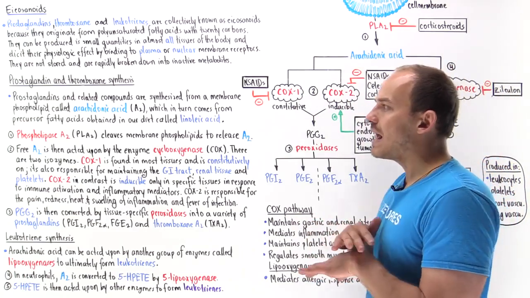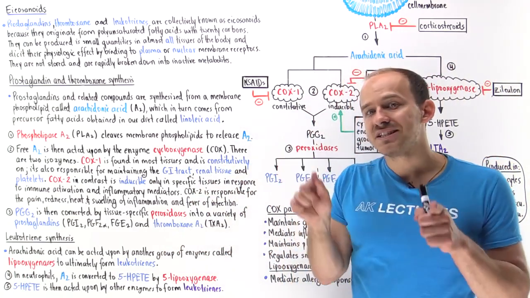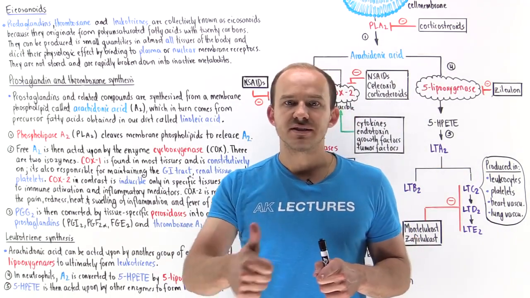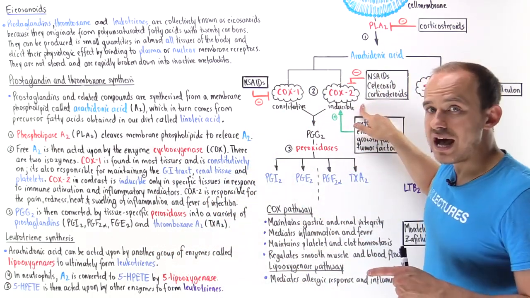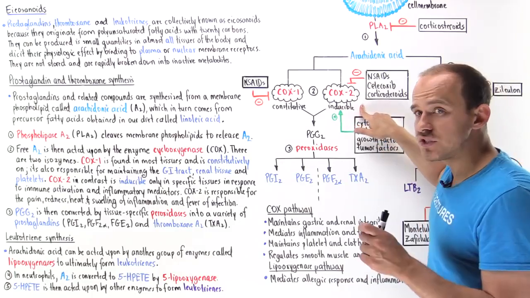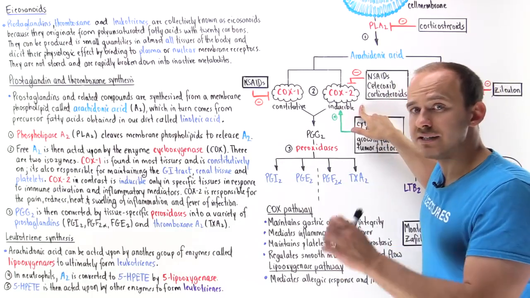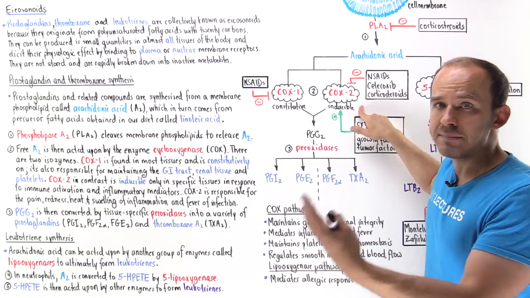COX-2 is not found everywhere, but it's found in specific places like inflammatory cells and vascular endothelia. And it's not always on, but it's inducible. So we can turn it on under certain conditions. What types of conditions?